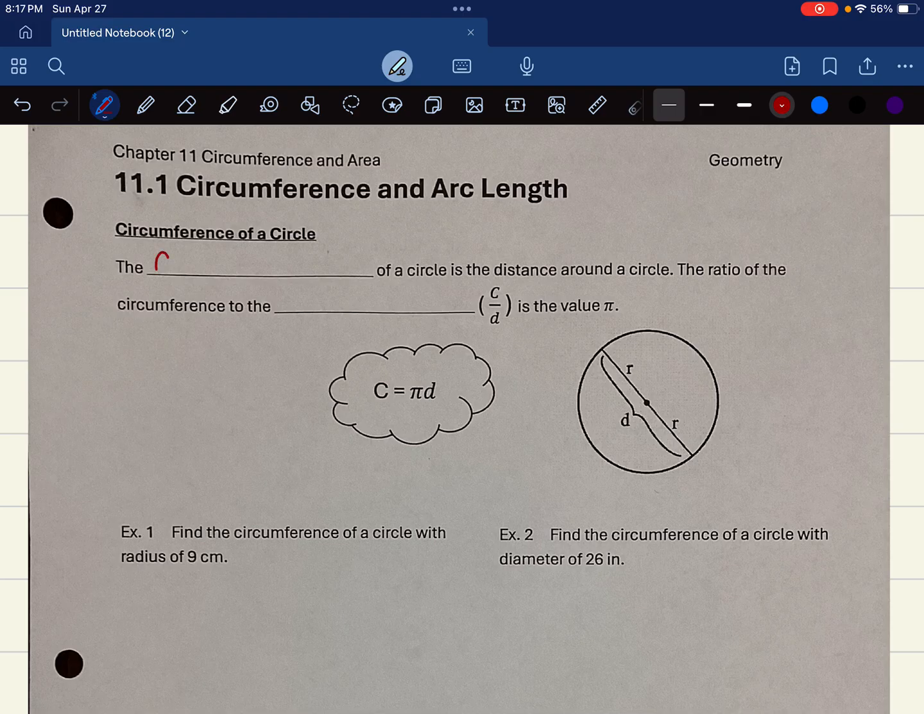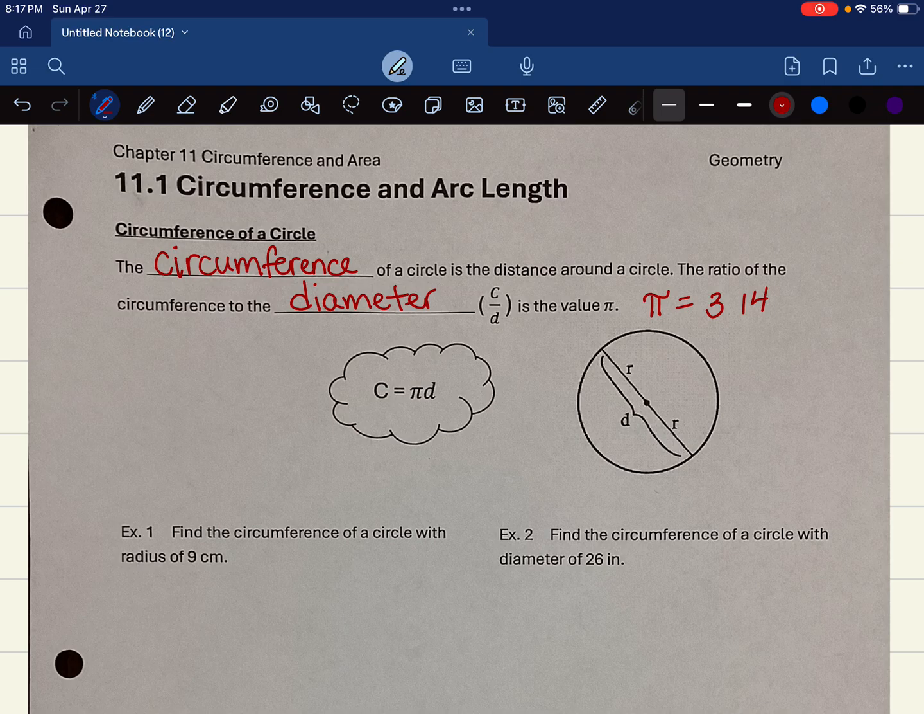So the circumference of a circle is the distance around a circle. It's basically the same thing as perimeter, but remember, for a circle, we call it circumference instead of perimeter. The ratio of the circumference to the diameter is the value pi. So circumference divided by diameter is the value for pi, which, just as a reminder, we use the rounded decimal, 3.14.